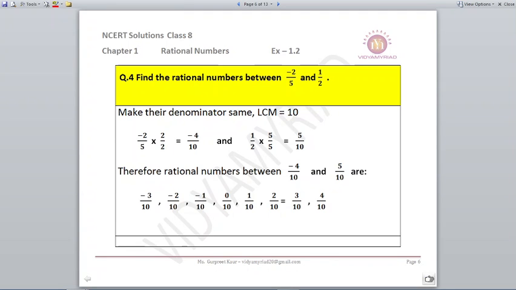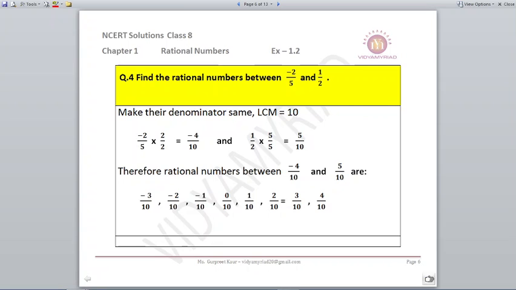Find the rational numbers between minus 2 upon 5 and 1 upon 2. Now here, since we have different denominators, we will take the LCM and try to make the denominators the same. So for minus 2 upon 5 and 1 upon 2, the LCM of 5 and 2 is 10. So our new fractions will become minus 4 upon 10 and 5 upon 10.